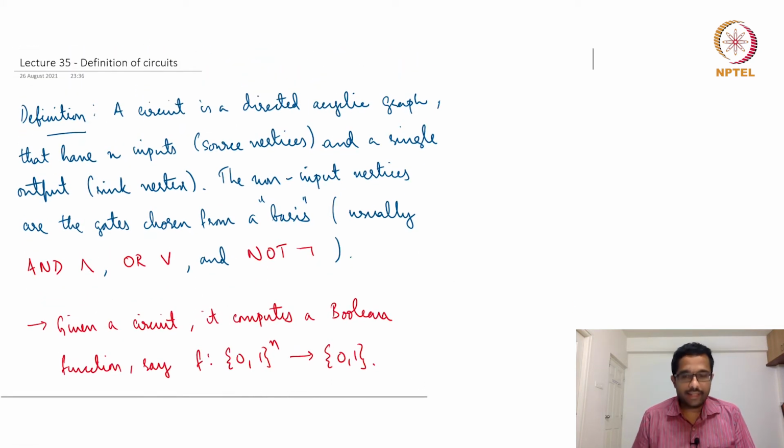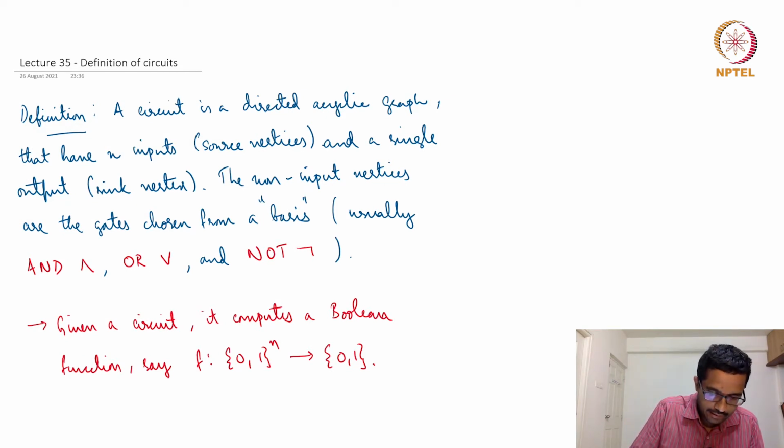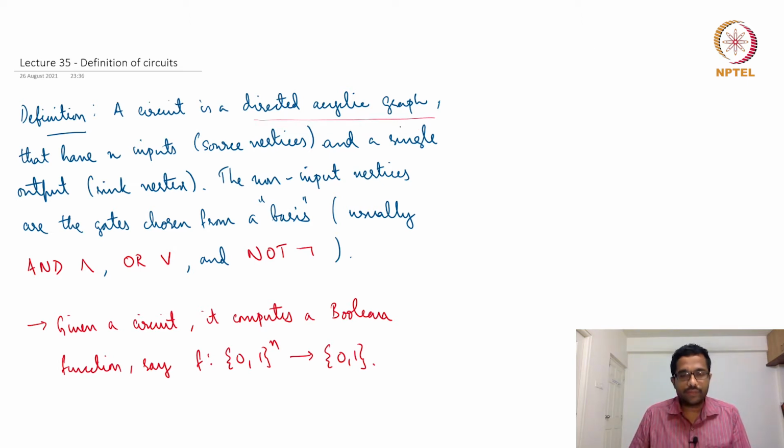As I had indicated in the previous lecture, a circuit is nothing but a directed acyclic graph that has n designated inputs and a single output. If you see it as a DAG, the n inputs are source vertices, meaning all the edges are outgoing edges, and the output is a sink vertex, meaning there are only incoming edges.